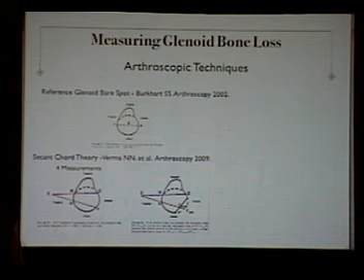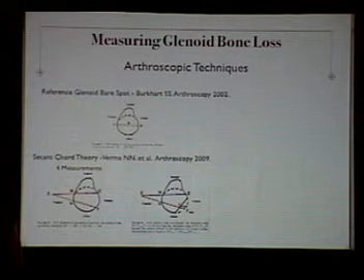Why can't we measure it arthroscopically? Well, it would be nice to know if there's significant bone loss before we get into the operating room. But once we get into the operating room, there are ways to confirm the bone loss. Steve Burkhardt has talked about looking at the bare area or the bare spot in the glenoid. His belief is that the bare area is essentially right in the middle of that circle.